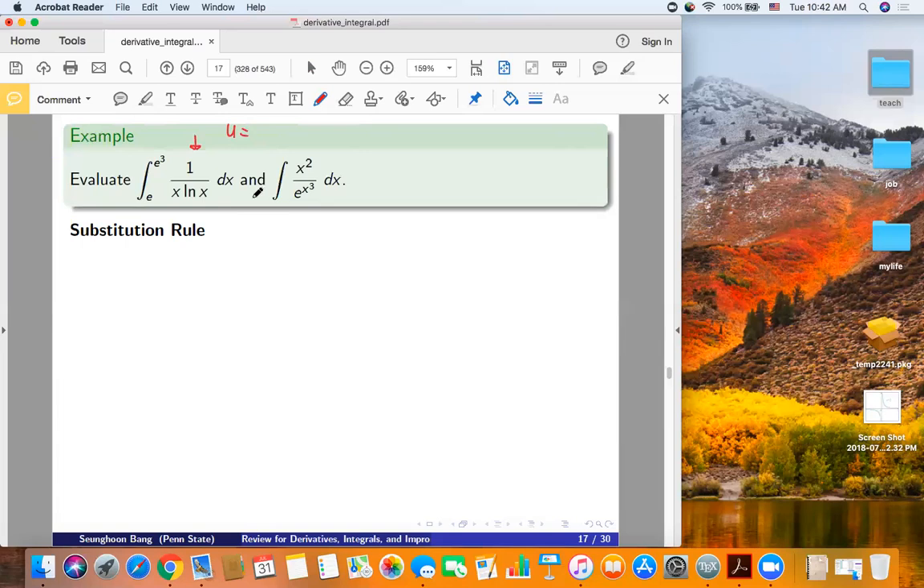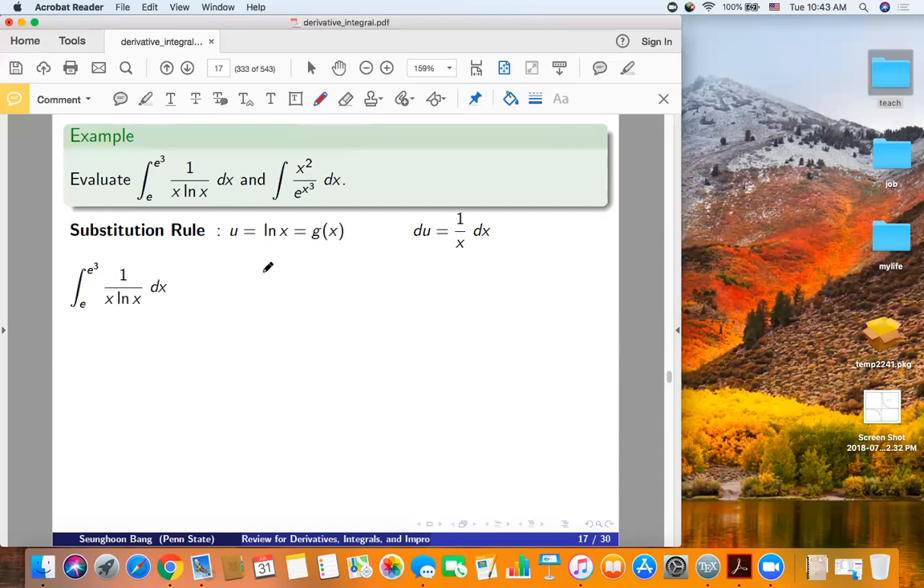Do you know what u is? You can use substitution for solving this problem. What is u? So what do you think? Yes, the ln of x. You're right. u equals ln of x. du is ln of x prime, which is 1 over x dx.